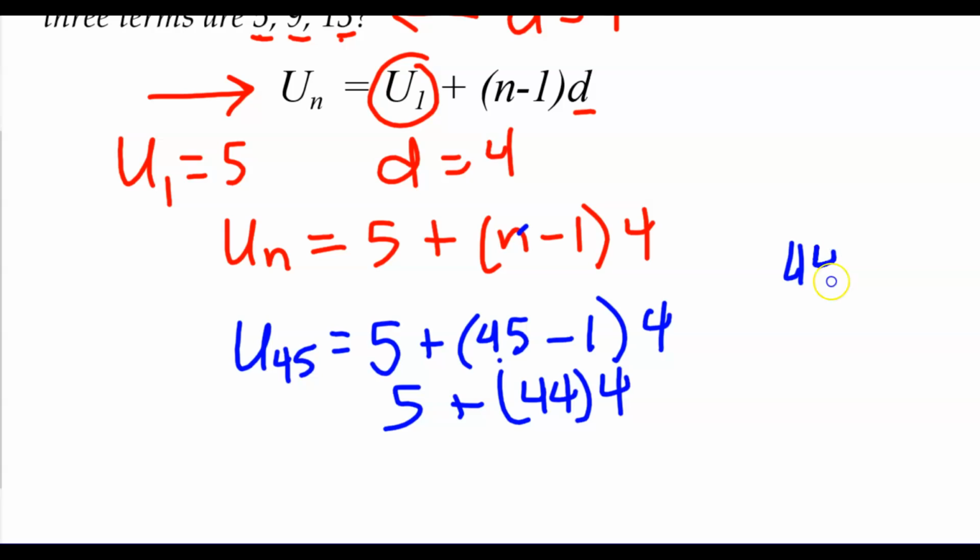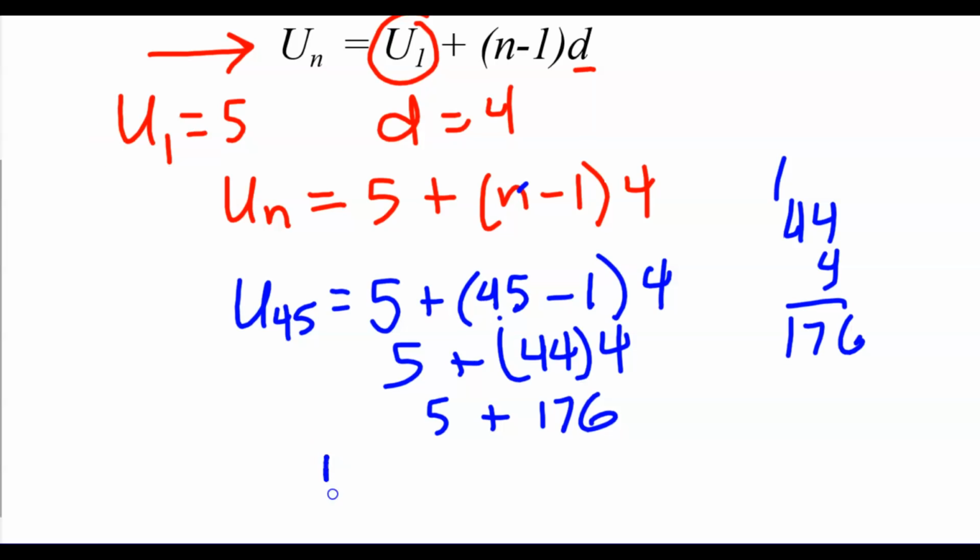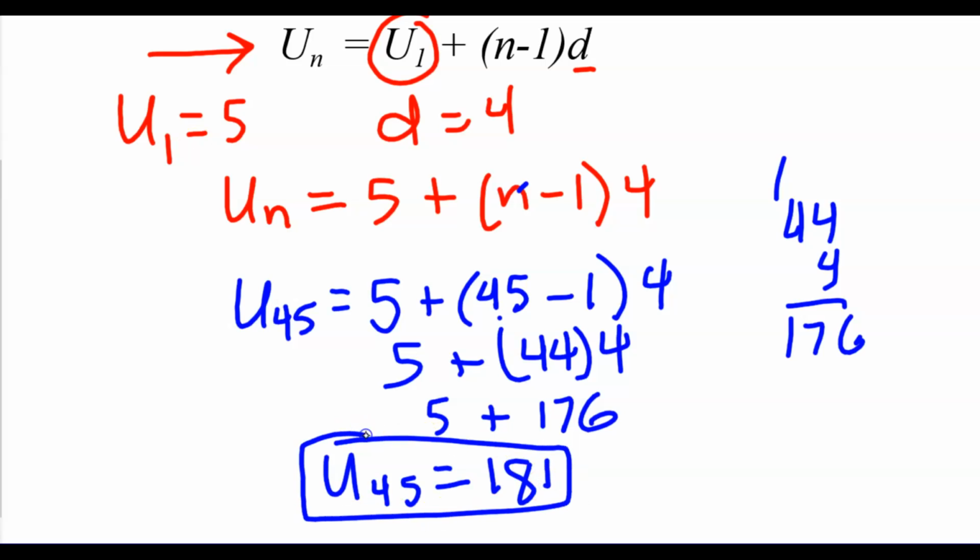44 times 4 is 176. Plus 5, so the 45th term of this sequence is 5 plus 176, which is 181. Which was a lot faster than trying to find the first, second, third, fourth, fifth, all the way up to the 45th term using a recursive sequence.